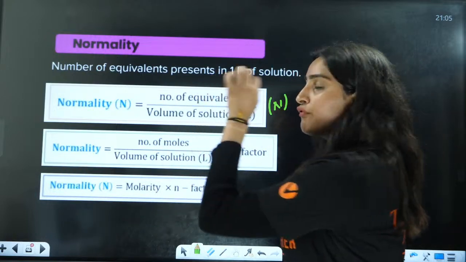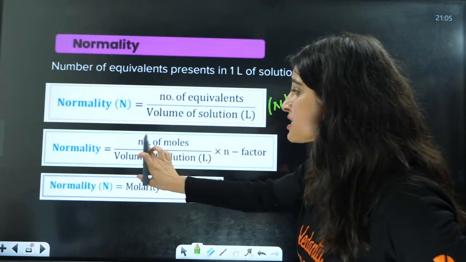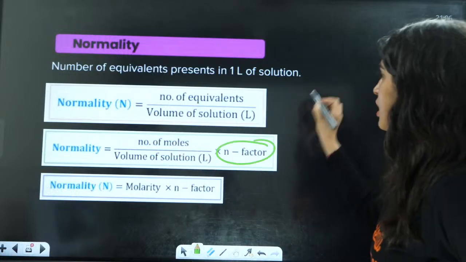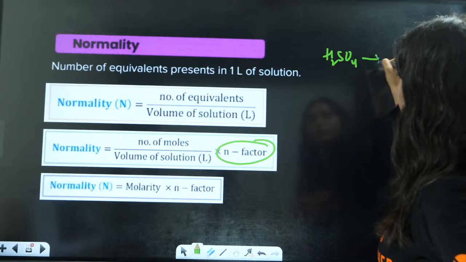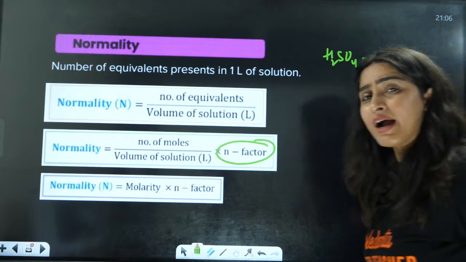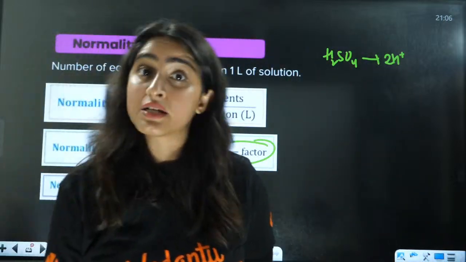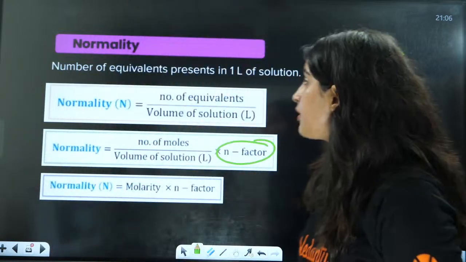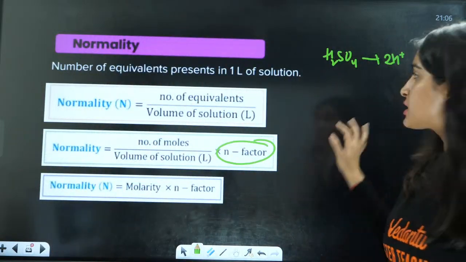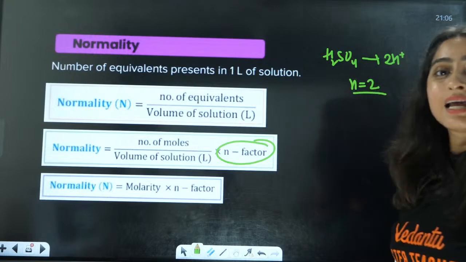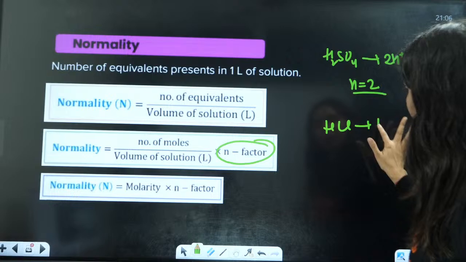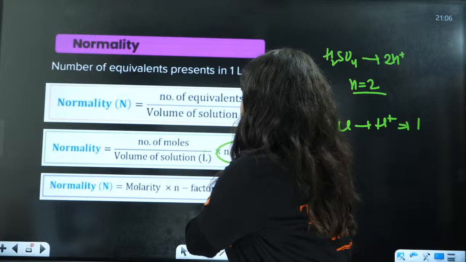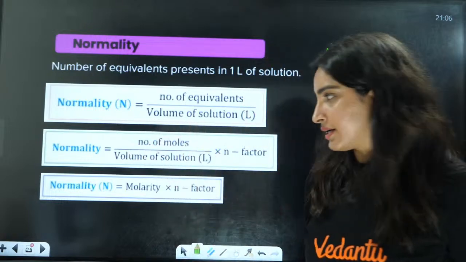Now what is number of equivalents? This is number of moles multiplied by n factor. Now, what is the n factor here? For example, I am talking about H2SO4. This is giving us 2H positive. We will also learn n factor in redox reactions in detail. So it is giving us 2H positive, which means the n factor here is 2. The n factor for HCl, it is giving us 1H positive, so the n factor here is 1. So that is number of moles into n factor.